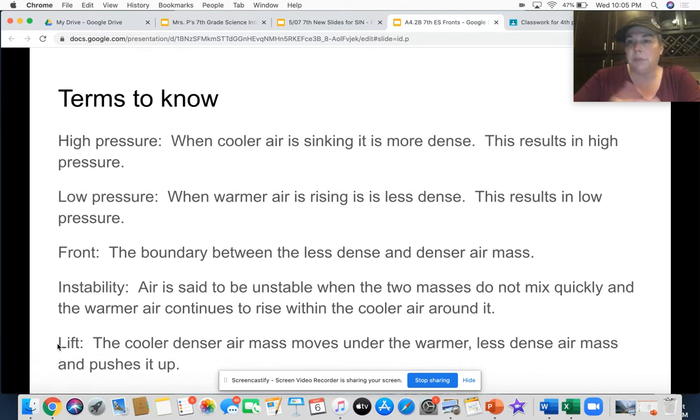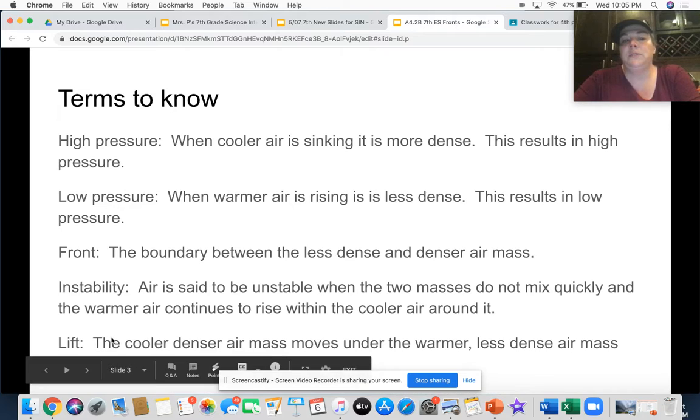Lift. We know what lift means. It means to rise. So lift is when the cooler, denser air mass moves under the warmer, less dense air mass and pushes it up. It's lifting it up. We're going to watch a video that's going to have some demonstrations of that.